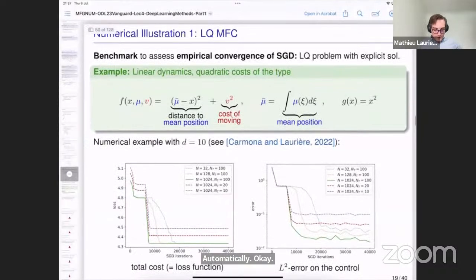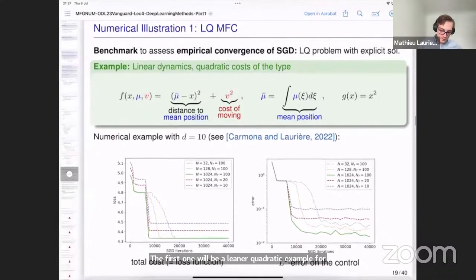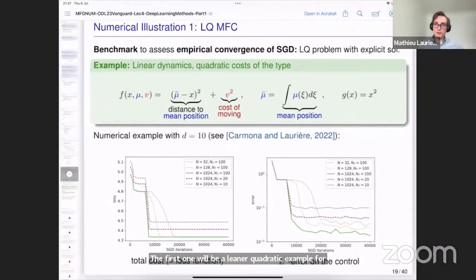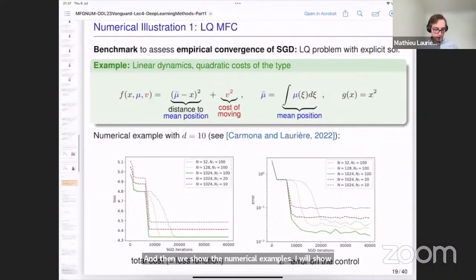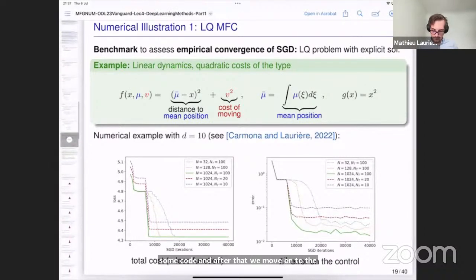Okay, I'm going to show some numerical illustration. The first one will be a linear quadratic example for which we know the solution exactly, but maybe, let's see. Yes, maybe we can take a short break, just a few minutes, and then I will show the numerical examples. I will show some code, and after that, we move on to the next method. So maybe, let's say, 3 minutes break.